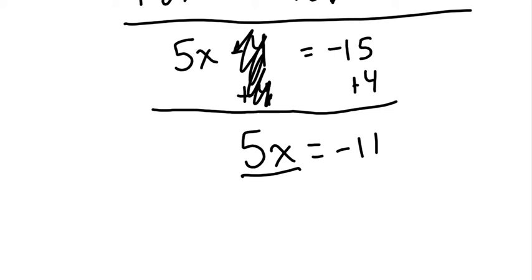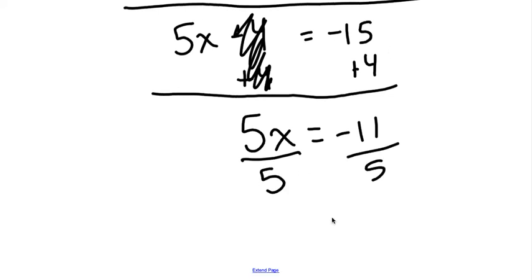Last step, divide by 5. On both sides, divide by 5. Final answer, 5 divided by 5 is 1, so I have 1x equals negative 11 divided by 5. You could really leave that as negative 11 over 5. You could write it as negative 2 1/5. It doesn't really matter. There's a bunch of different ways you can write this. I will write all of them for you here so you can see.